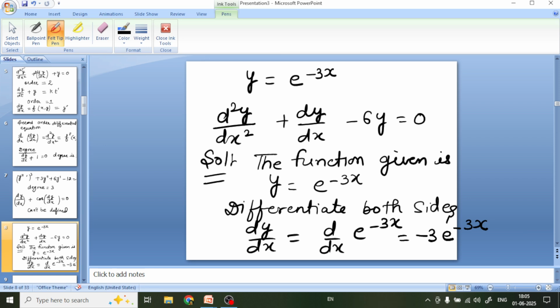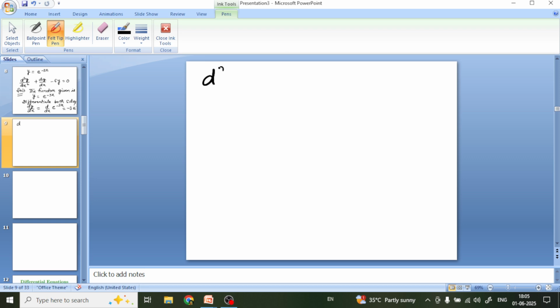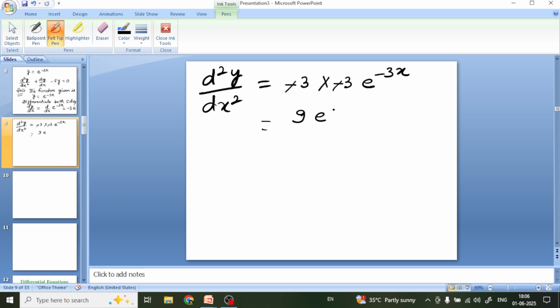Now we again differentiate the above equation. How? d square y over dx square is minus 3, now again multiply by minus 3, e raised to power minus 3x will be written as it is. Minus minus cancel, 3 threes are 9, so 9 e raised to power minus 3x.